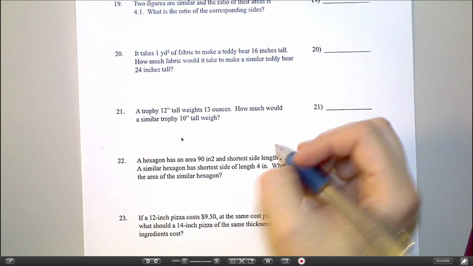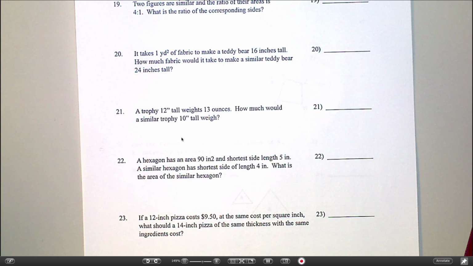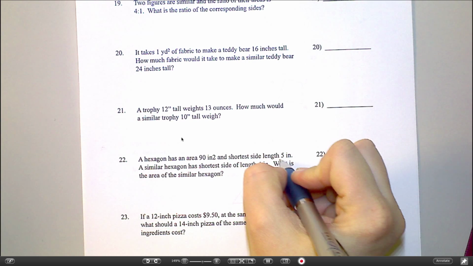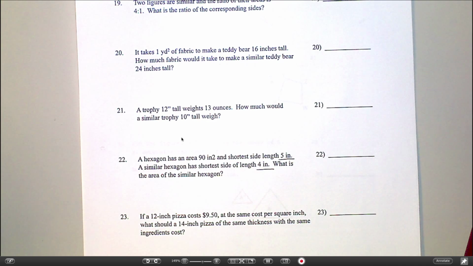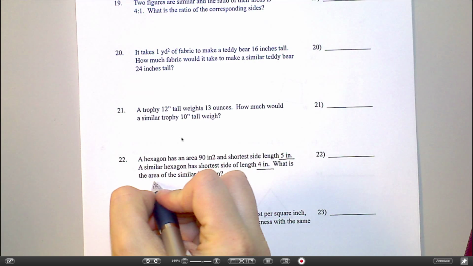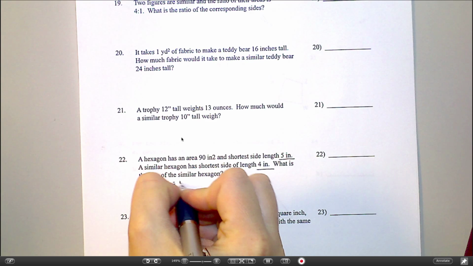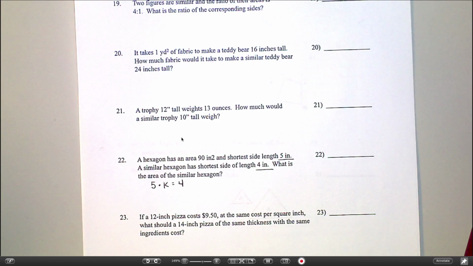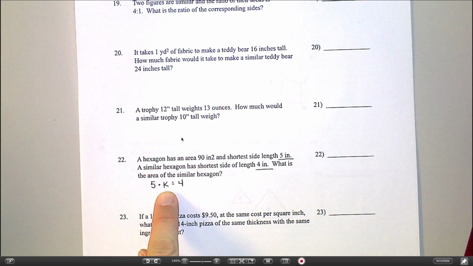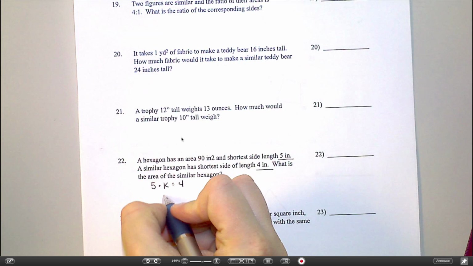So here's what I'm going to do. I'm going to find the K value based on length. You always want to go back to just regular old length for your K value. So I'm going from 5 to 4. So I'm asking myself, 5 times what K value gives me 4? To get that, you would do 4 divided by 5, so you would get a K value of 0.8.